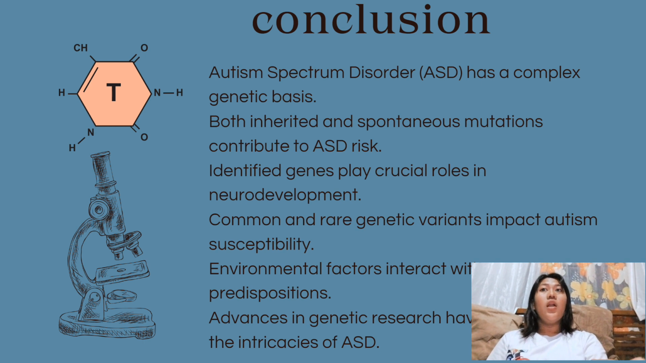So in conclusion, autism spectrum disorder, or ASD, has a complex genetic basis. Both inherited and spontaneous mutations contribute to ASD risk. Identified genes play crucial roles in neurodevelopment. Common and rare genetic variants impact autism susceptibility. Environmental factors interact with genetic predispositions. Advances in genetic research have shed light on the intricacies of ASD.